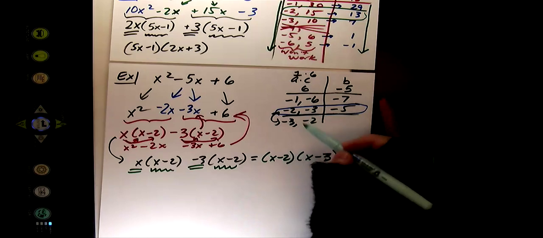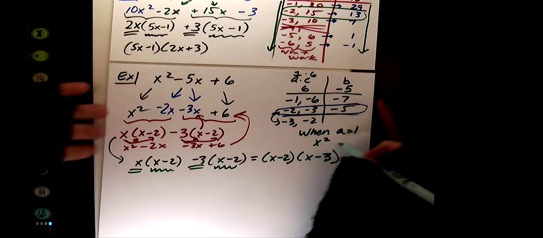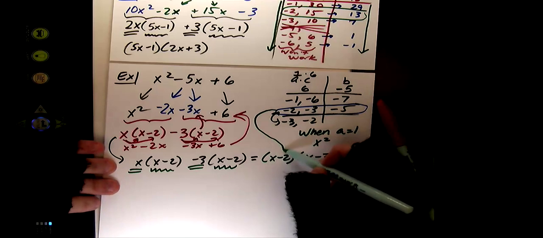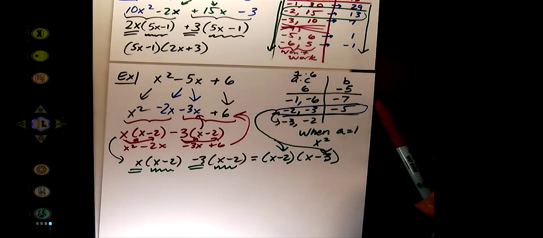When A equals 1, so like x squared with no number in front, notice that these two terms appear right there. So you can jump straight from the table to the solution.